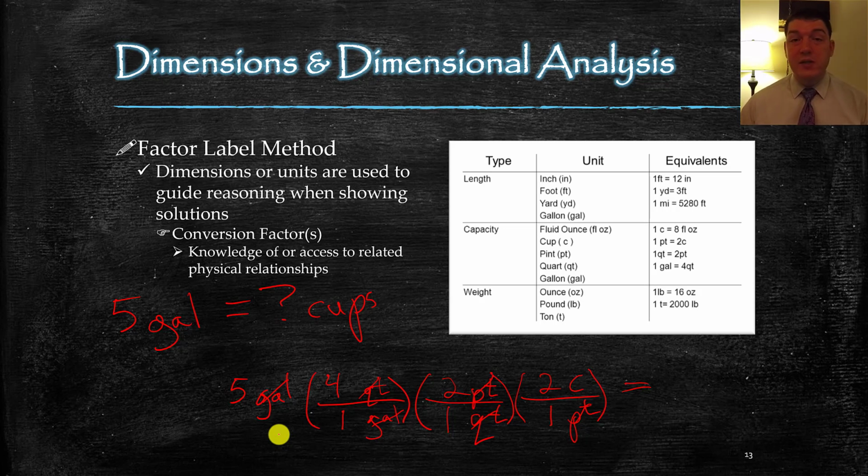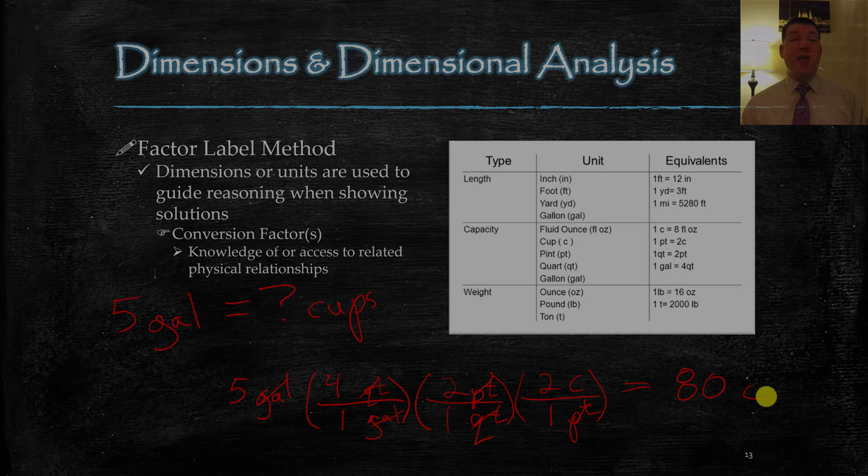5 times 4 is 20. 20 times 2 is 40. 40 times 2 is 80 cups. So in our 5-gallon bucket, we have 80 cups of water.